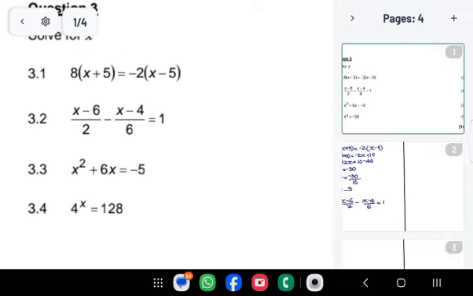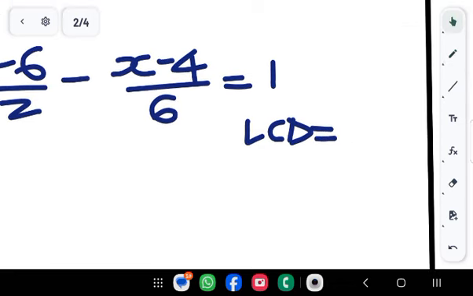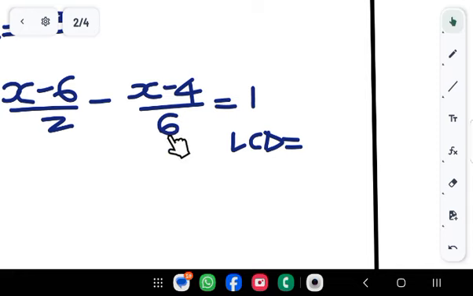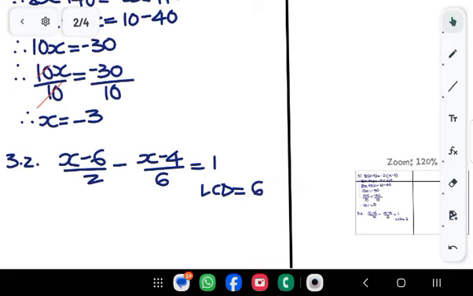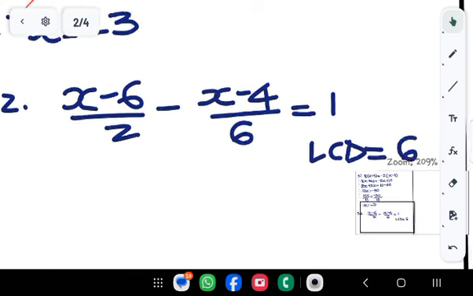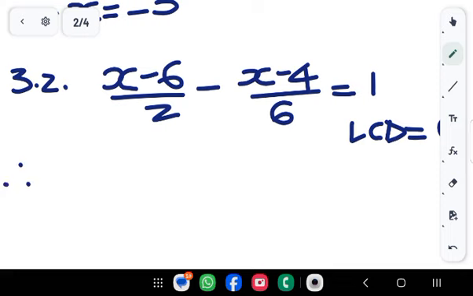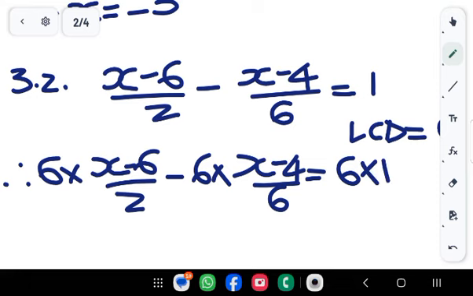Now what you do, step number one, is that you find the lowest common denominator. The lowest common denominator is the lowest common multiple of the denominators. And the lowest common multiple of 2 and 6 is 6. Now you multiply each of the fractions by that lowest common denominator. So you go 6 times x minus 6 over 2 minus 6 times x minus 4 over 6 equals 6 times 1.